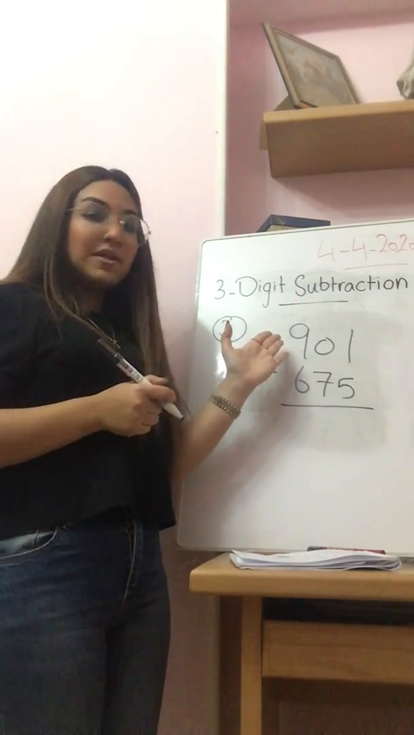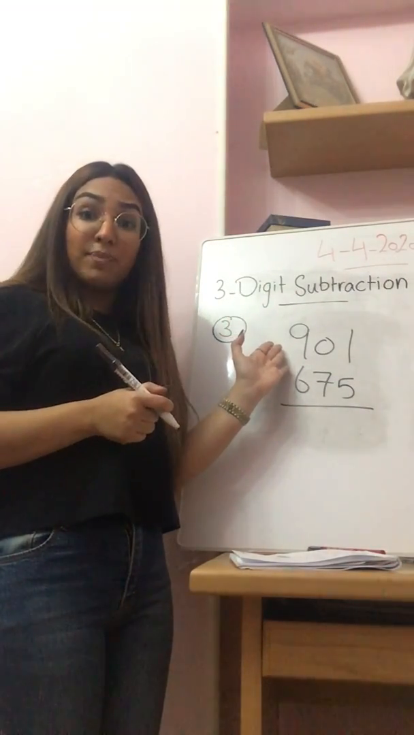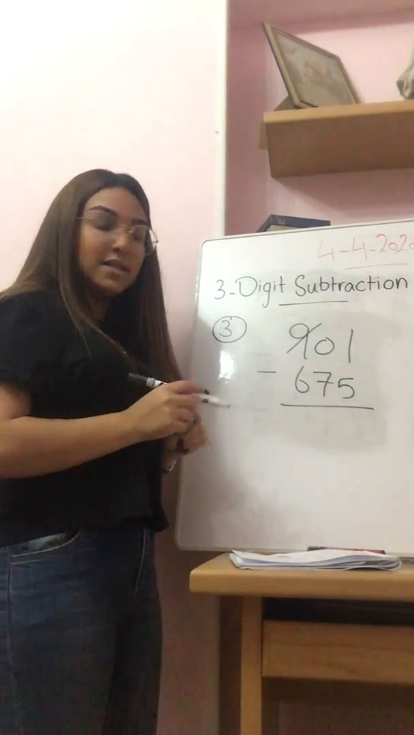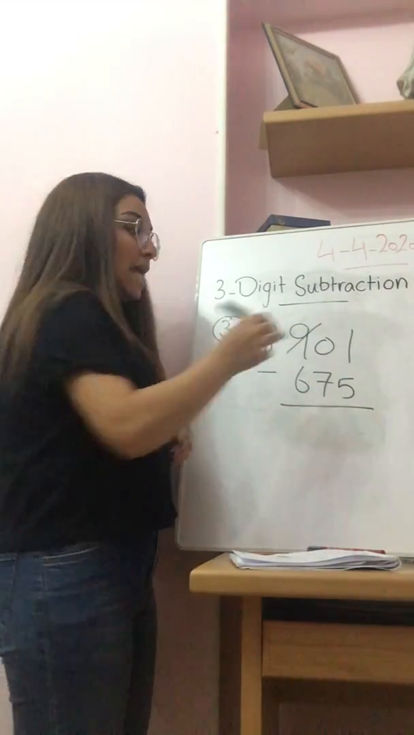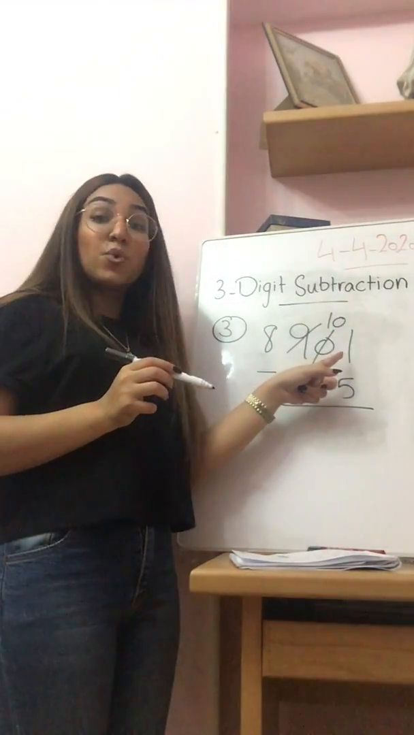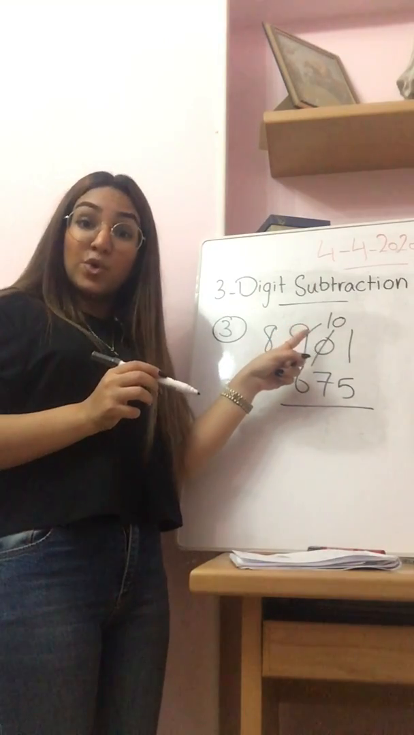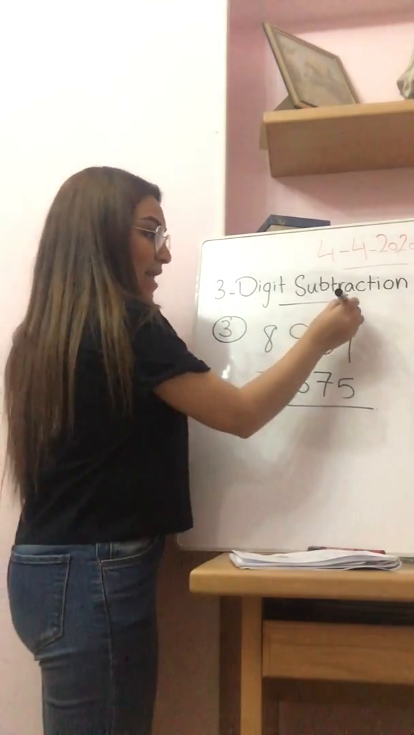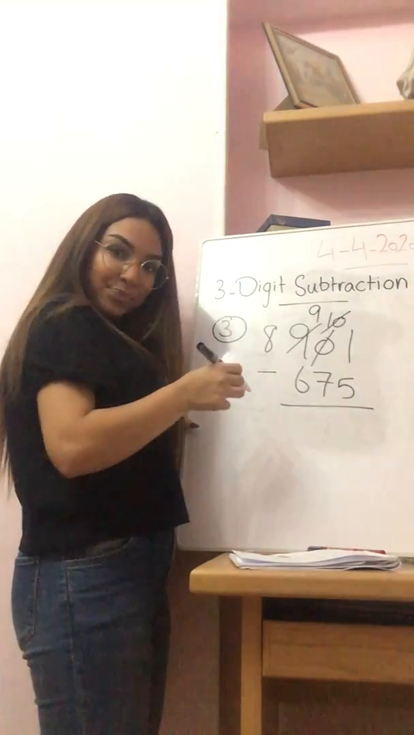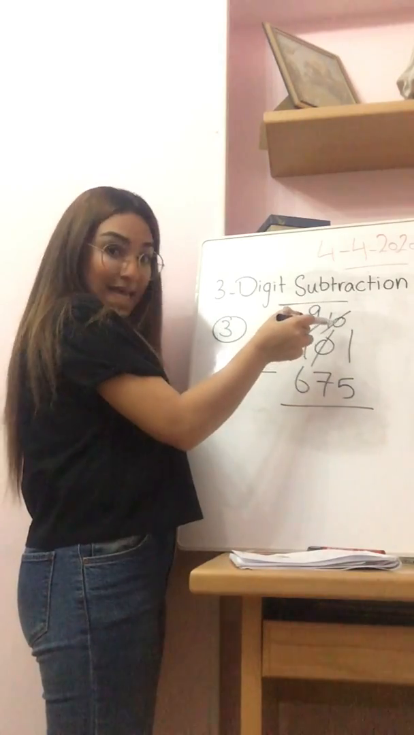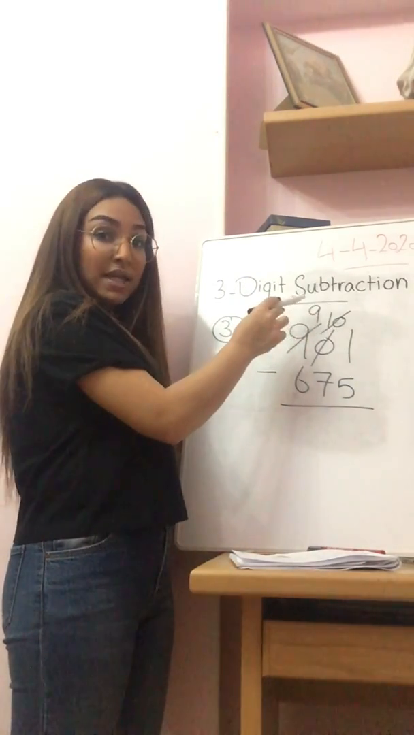So we are going to look at the 9. Can the 9 give me? Yes, obviously it can. So we are going to cross out the 9. It's going to be 8. And this 0 is going to be 10. So now the 10 is going to tell the 1, now I can give you a 10 because I'm a big number. I'm 10. So the 10 is going to be 9 because we are going to give a 10 to the 1. So I have to cross out the 10 again. And it's going to be 9.